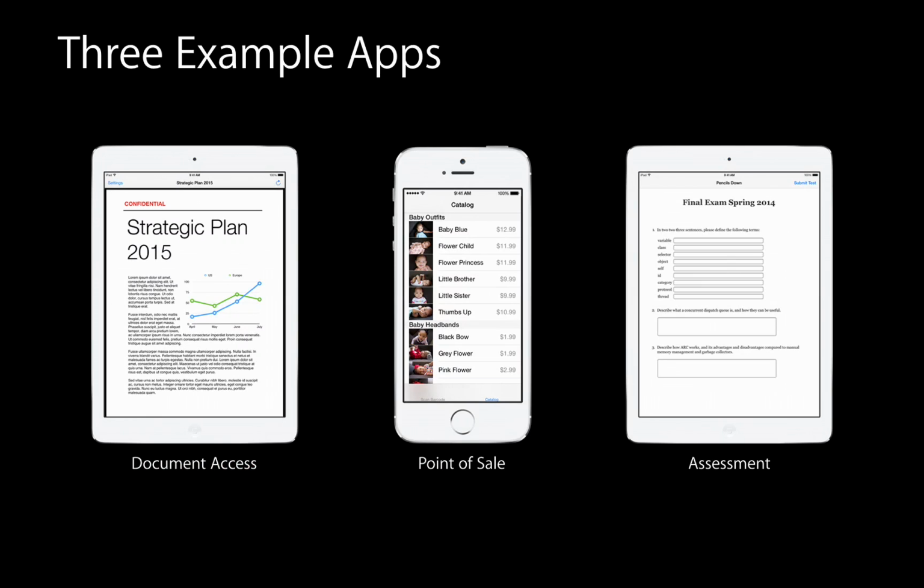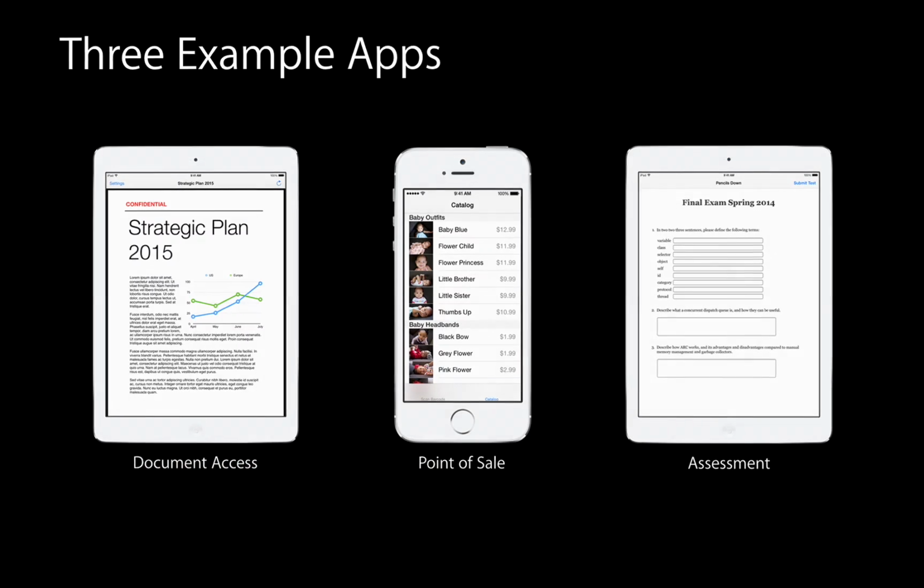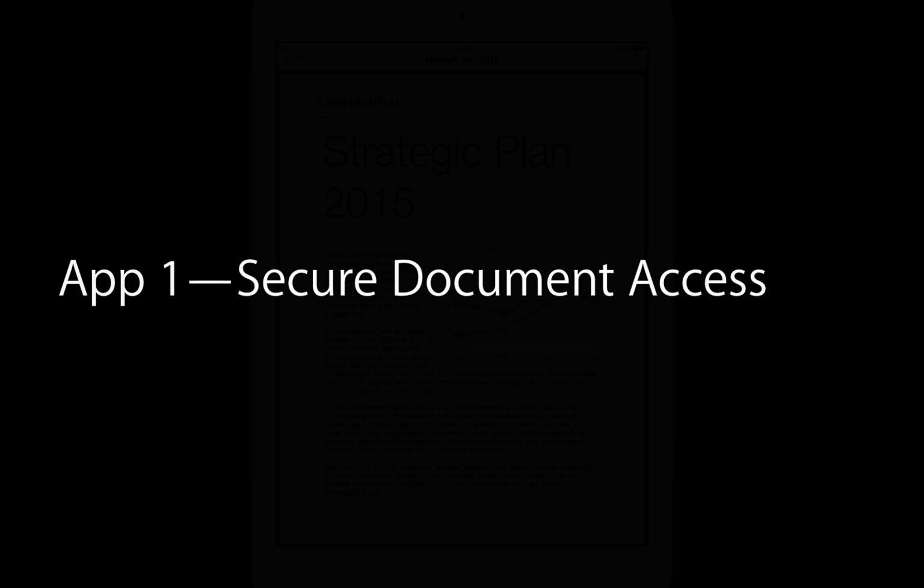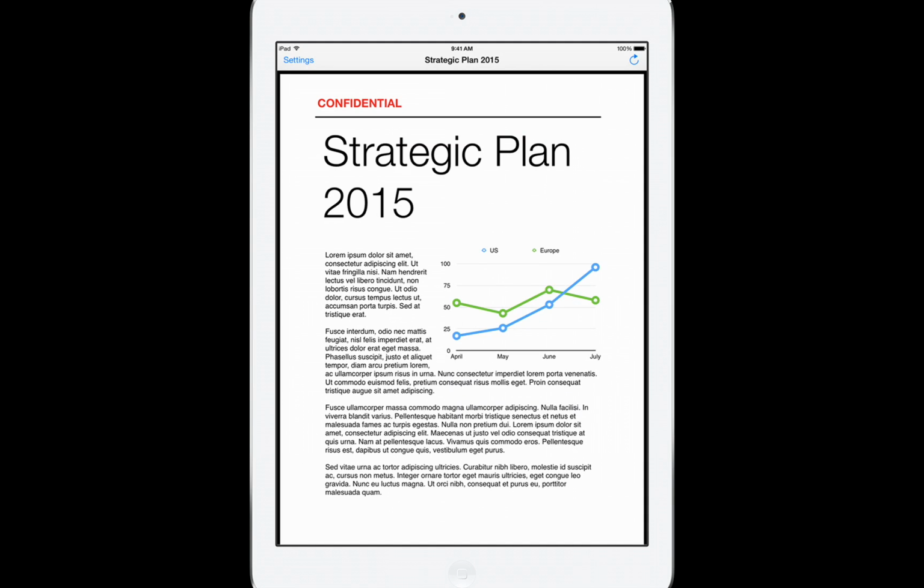The second app that we're going to see is a point-of-sale app. This may be something like you use in a retail store to check out customers, buying your items. And the third will be something that education may use, an assessment app where the student uses your app to take exams. All right, so three example apps: document access, point of sale, and assessment. And along the way, we will illustrate some of the things that we talked about earlier. So let's start with the first app. OK, secure document access. Again, this app retrieves a document securely and displays it to the end user.